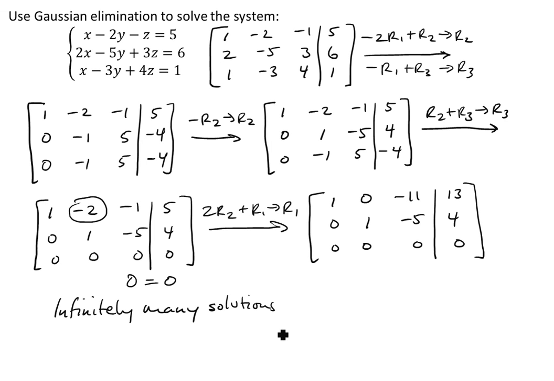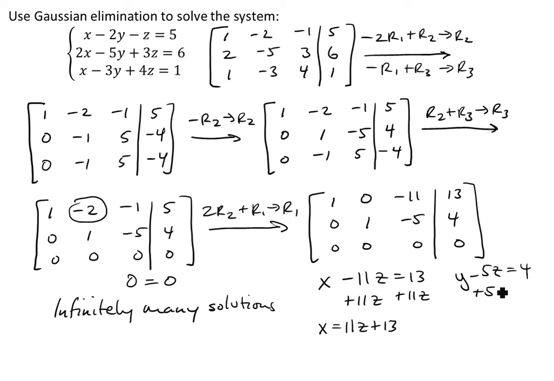Now I just want to go ahead and write the corresponding equation. So my top row says 1x minus 11z equals 13. Using that, I want to get the x by itself. So I'm going to add 11z to both sides. So I have x equals 11z plus 13. And my second row says y minus 5z equals 4. So I want to get the y by itself. I'm going to add 5z to both sides. I get y equals 5z plus 4.